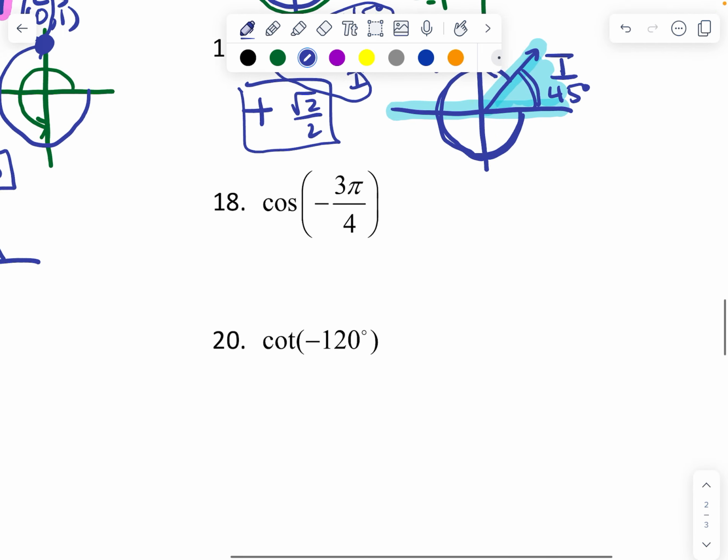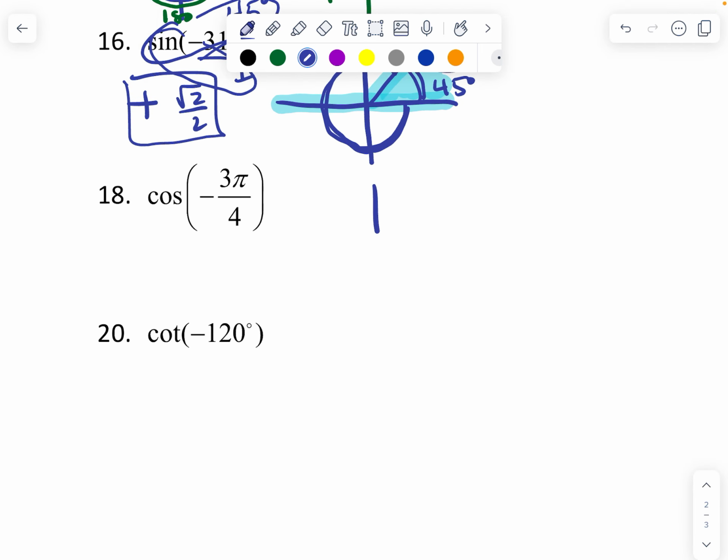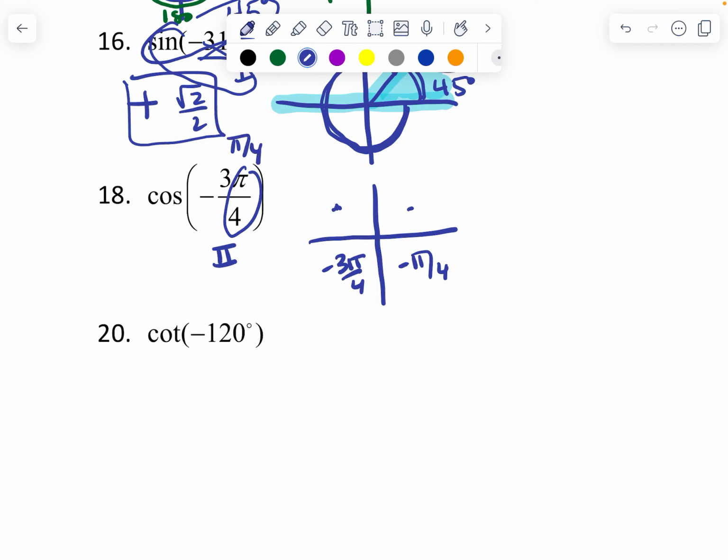Okay, cosine of negative 3 pi over 4. Okay, so I'm going to count by pi over 4 backwards. Ready? So this is negative 1 pi over 4, negative 3 pi over 4. If I kept going, this would be negative 5 pi over 4. This would be negative 7 pi over 4. But I am in quadrant 3 with a reference angle of pi over 4. Okay, so if you look at your chart, what's the cosine of pi over 4? The cosine of pi over 4 is the square root of 2 over 2.